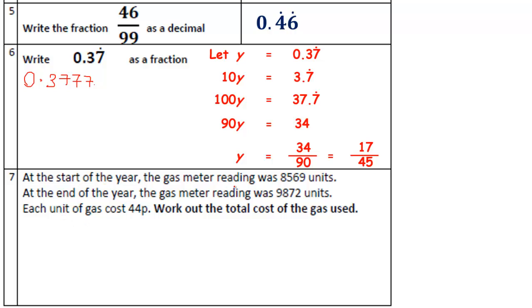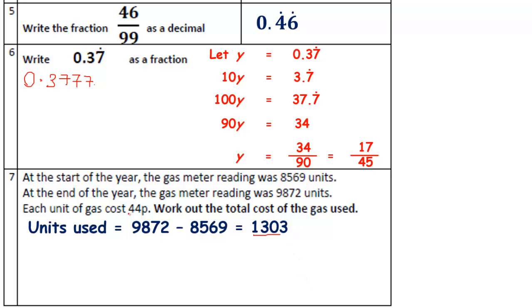At the start of the year, the gas meter reading was 8,569 units. At the end of the year, the gas meter reading was 9,872 units. Each unit of gas costs 44 pence. Work out the total cost of the gas used. So if I do units used, 9,872 take away 8,569, I work that out, I'm getting 1,303. That's how many units were used over the whole year.